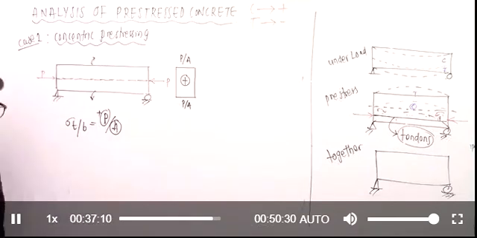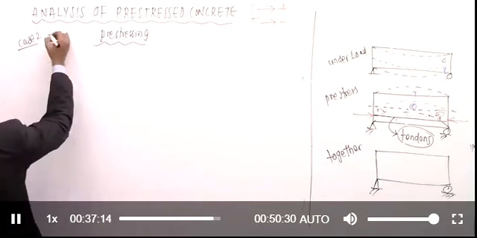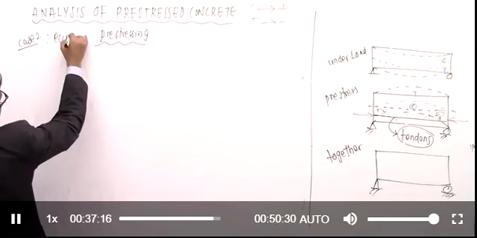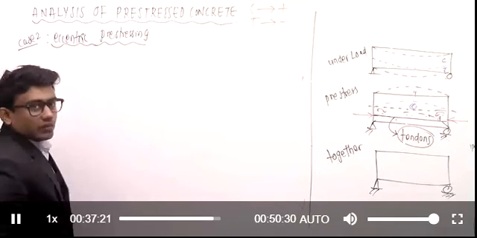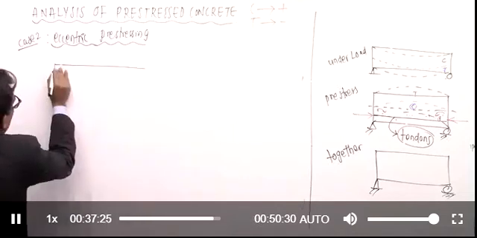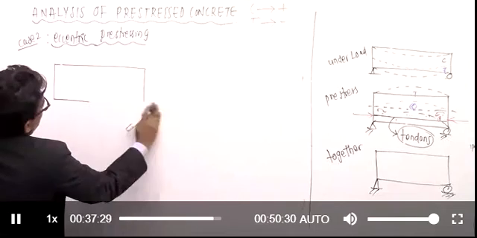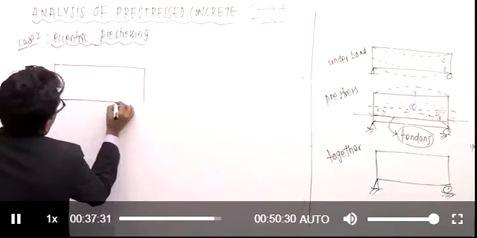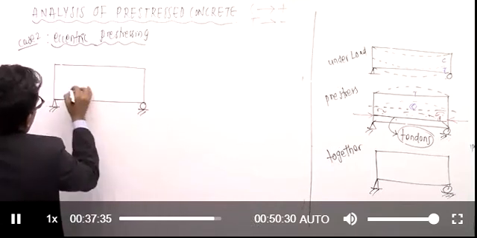Then coming to the second one, please note it down fast. Case number 2, eccentric pre-stressing, or the pre-stressing will be done with an eccentricity. Again, I am considering the same beam. This is the beam I have. Simply supported beam. This is a simply supported beam I have.